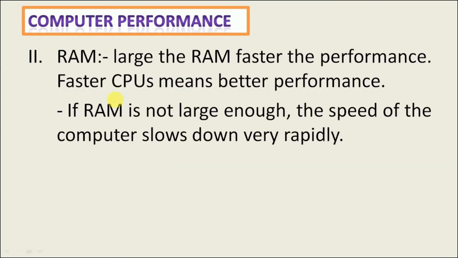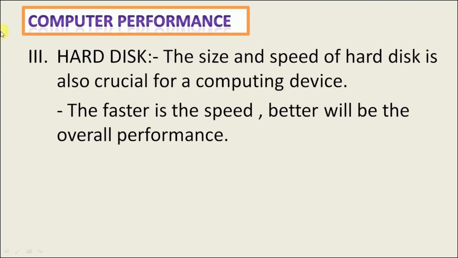Next is RAM. The larger the RAM, the faster the performance, because the CPU is continuously in communication with the RAM, right? So the larger the RAM, the faster the performance. A faster CPU means better performance, right? If the RAM is not large enough, the speed of the computer slows down rapidly. Then the third is hard disk. The size and the speed of the hard disk is also crucial for computing devices. The faster the speed, the better the overall performance, right?